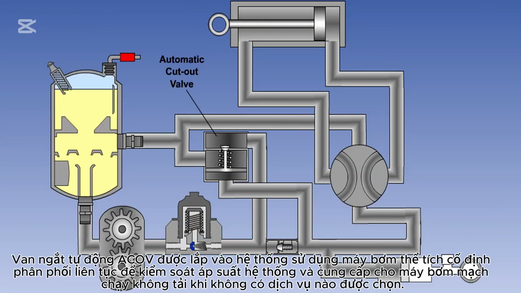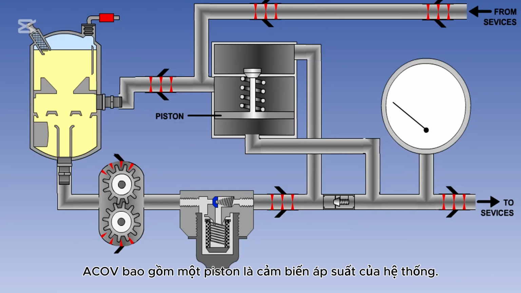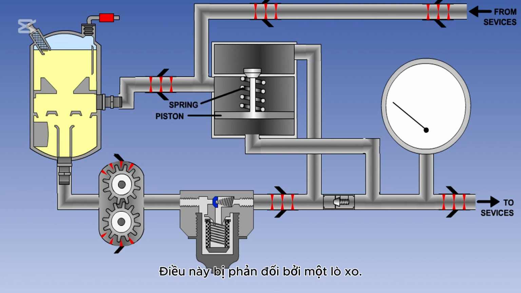An automatic cutout valve, ACOV, is fitted to a system employing a constant delivery fixed volume pump to control system pressure and to provide the pump with an idling circuit when no services have been selected. The ACOV consists of a piston, which is sensing system pressure. This is opposed by a spring. The piston is controlling a poppet valve.